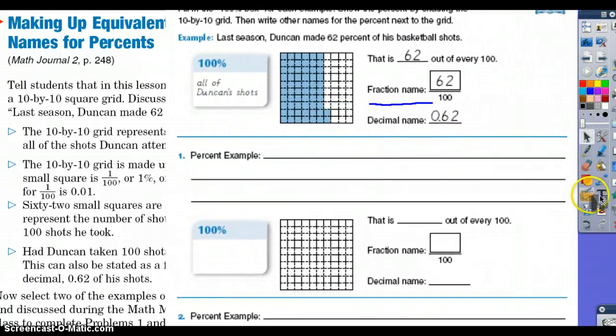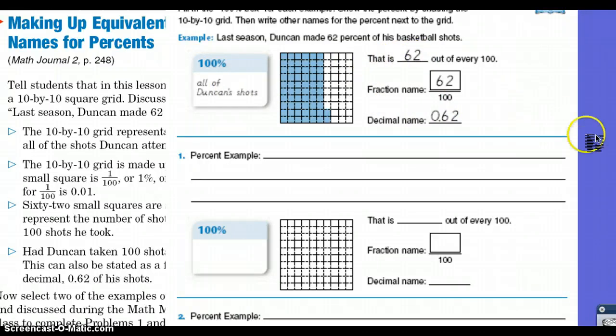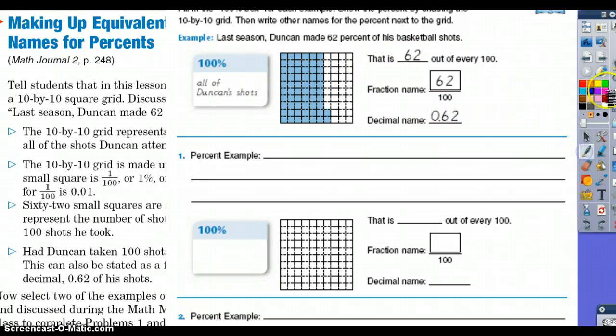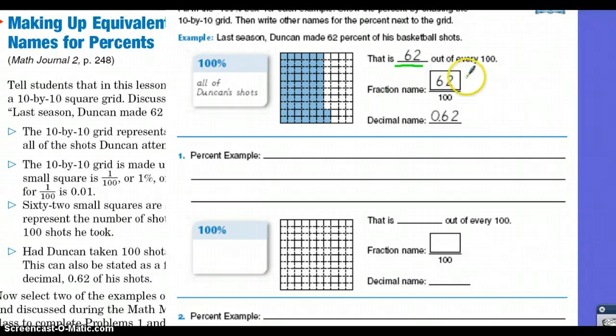So this is what we're showing here. We're showing you that Duncan made 62 out of the 100 shots. As a fraction, that is written as 62 hundredths. As a decimal, it's written as 0.62. And the percent would be 62%.